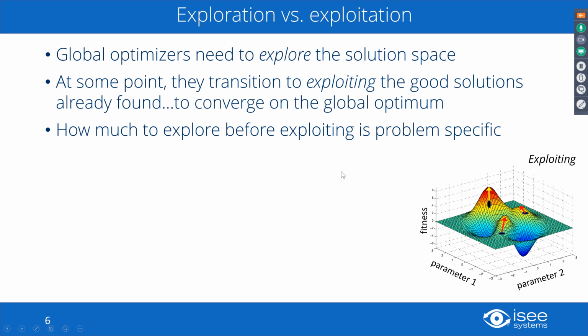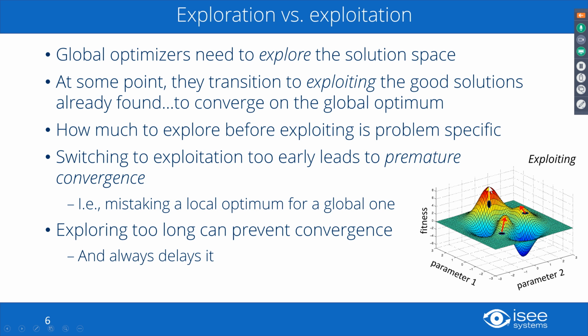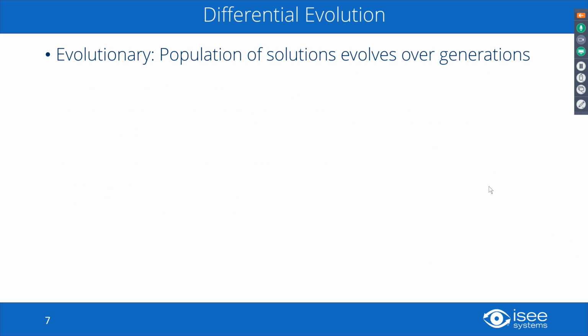How much we need to explore before we exploit is specific to your problem, and you'll see there are several things that help you decide that, and you can obviously experiment with them. If you exploit too early, you'll get what's called premature convergence, and you'll end up, say, at a local optimum right here instead of at the global. And if you set something so you explore too long, you may never converge, but it will certainly delay it in any case. So with that behind us, let's talk about what differential evolution is.